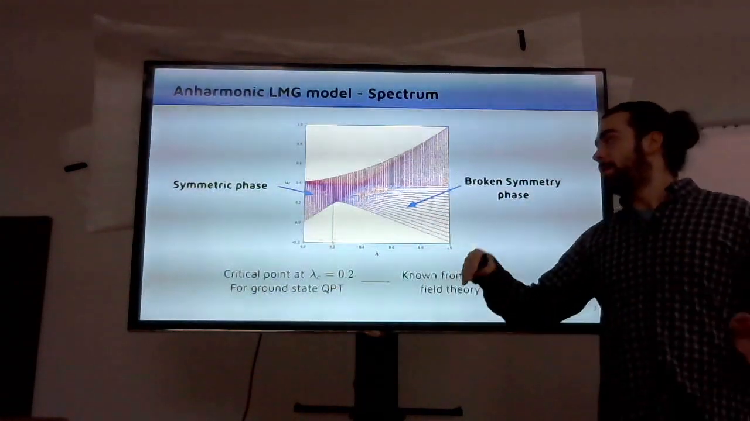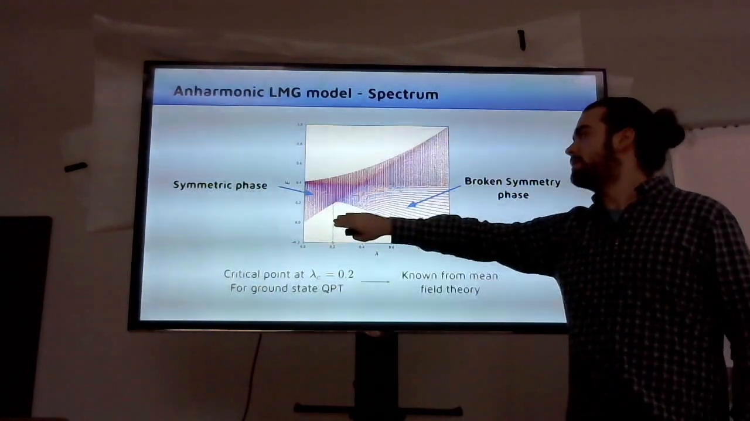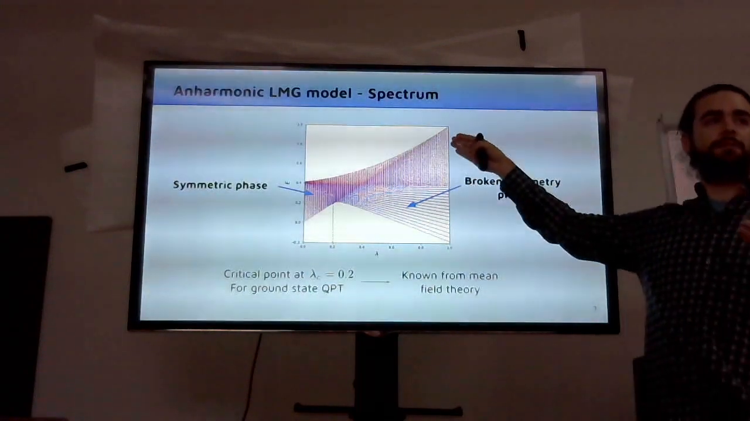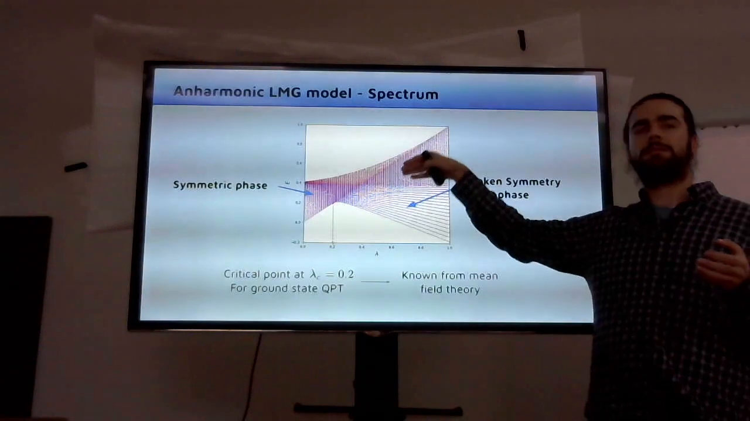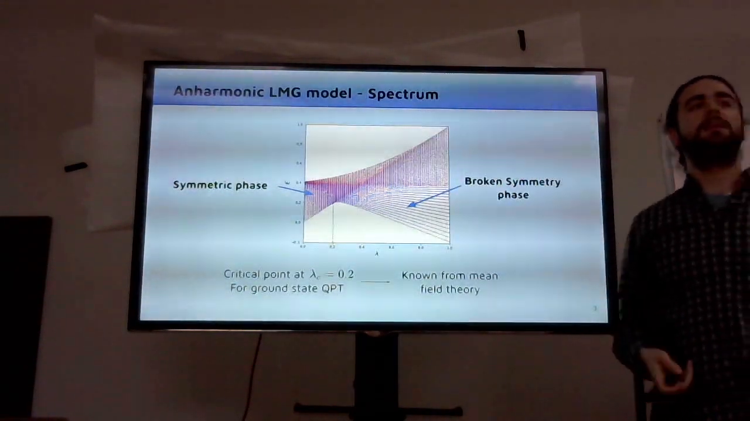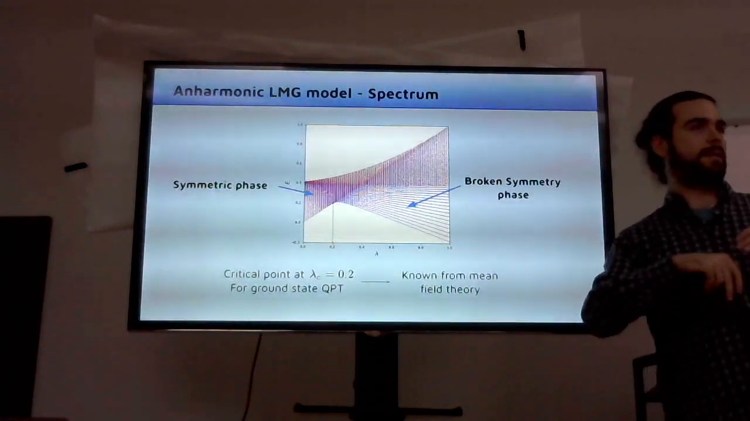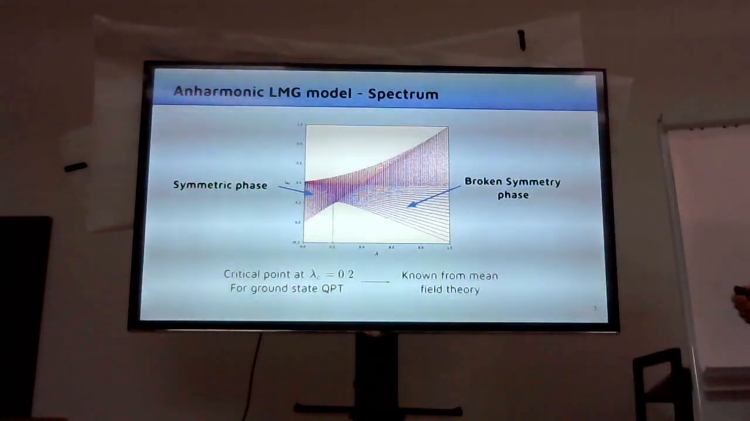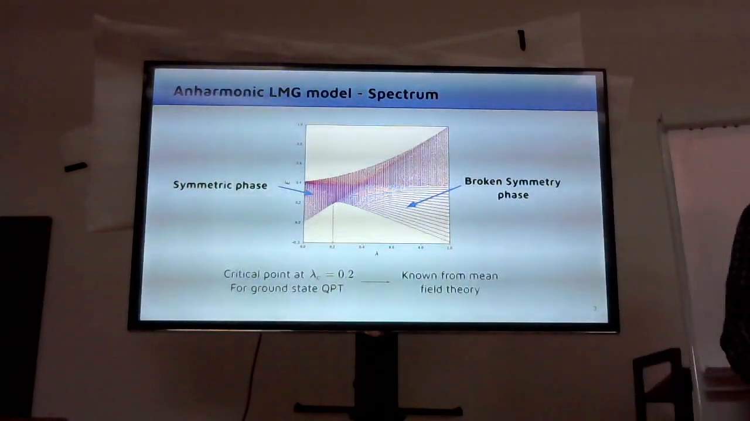Now, the anharmonicity term that we have added changes this separatrix into this kind of shape, but that only affects the excited state quantum phase transition, which happens for higher energy levels. In this case, we are only going to study the regular QPT, which is the one for the ground state, okay? So we want to be able to see this, but as easily as possible.